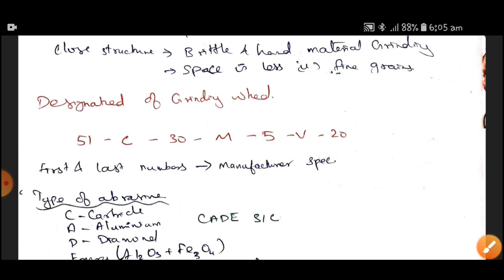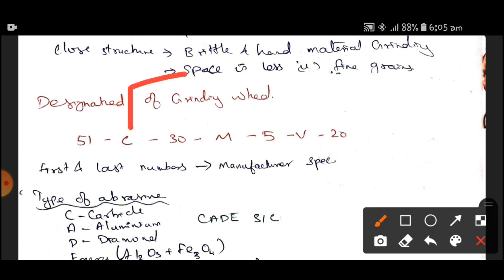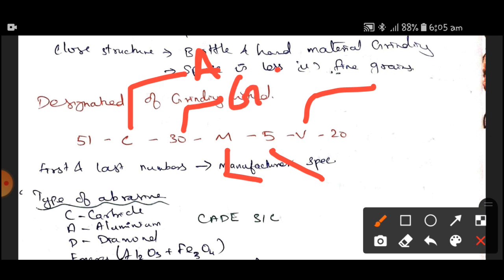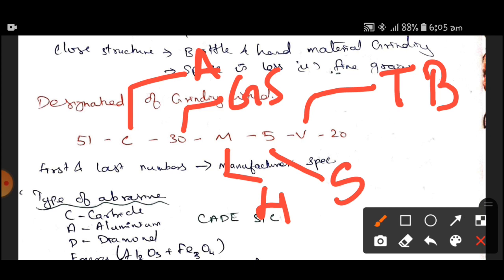Here, the second letter indicates the type of abrasive. This indicates grain size, hardness, then structure, and then type of bond. So this is abrasive, this is grain size, and this is the hardness of the grains. This is the structure, and this is the type of bond. In this order, we have to designate the grinding wheel, and in this order we have to read it.